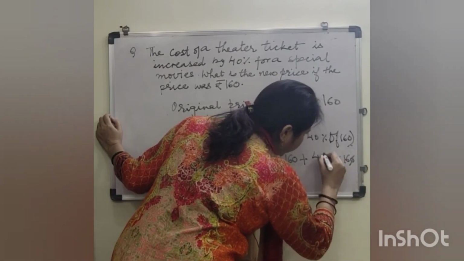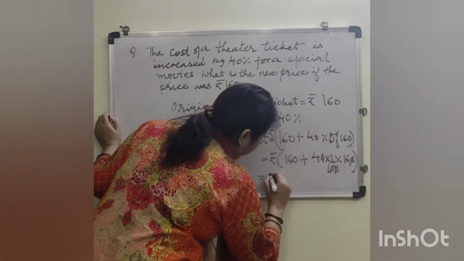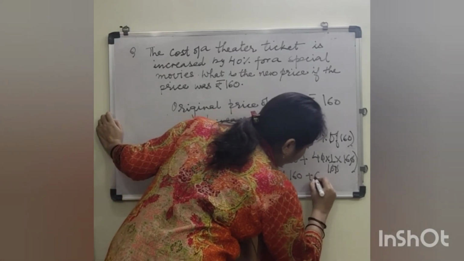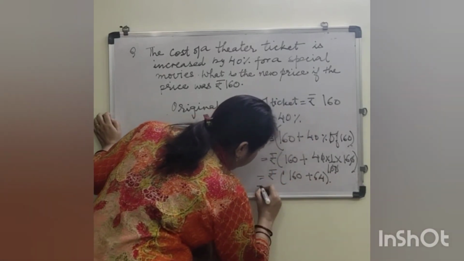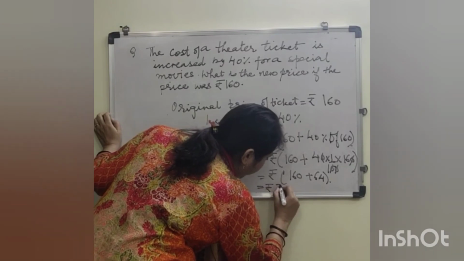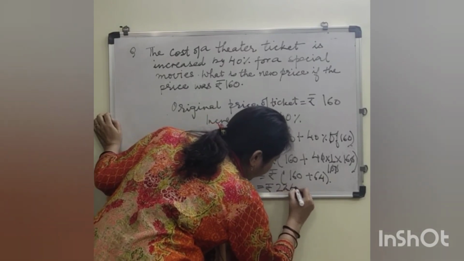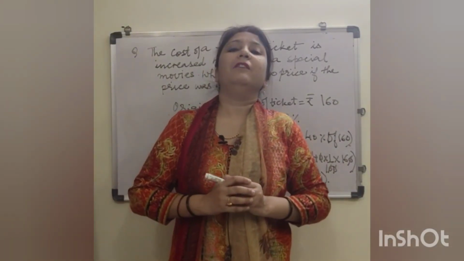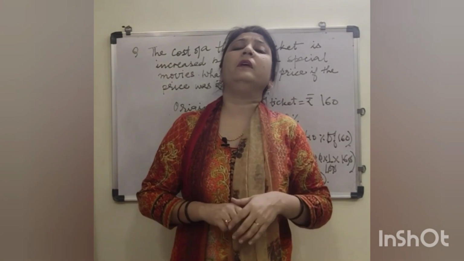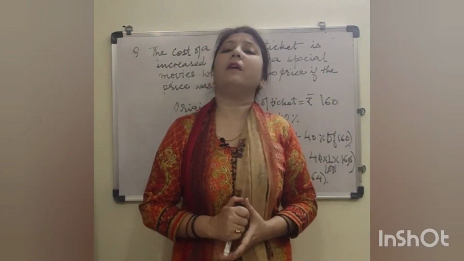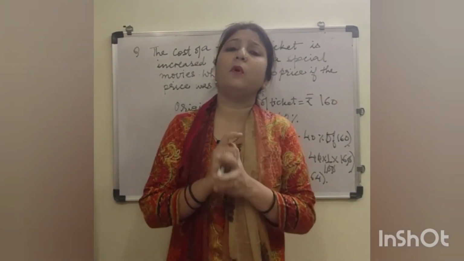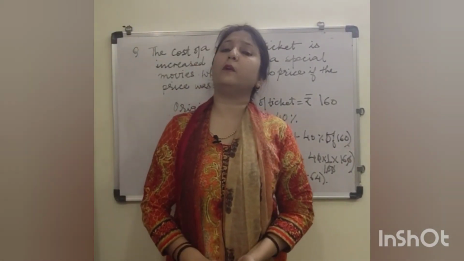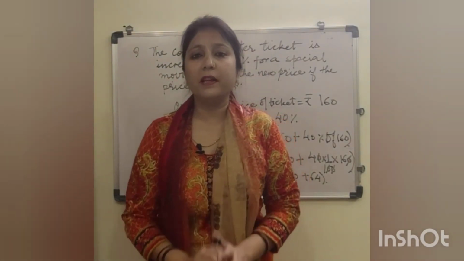So let's simplify. Rupees 160 plus 64. So how much do you have to pay now for that favorite actor or actress's movie? 224 rupees ultimately, whose normal price was 160. Now you have to pay 224 rupees. So this is how we can solve the questions related to percentage. It is not a very difficult topic.